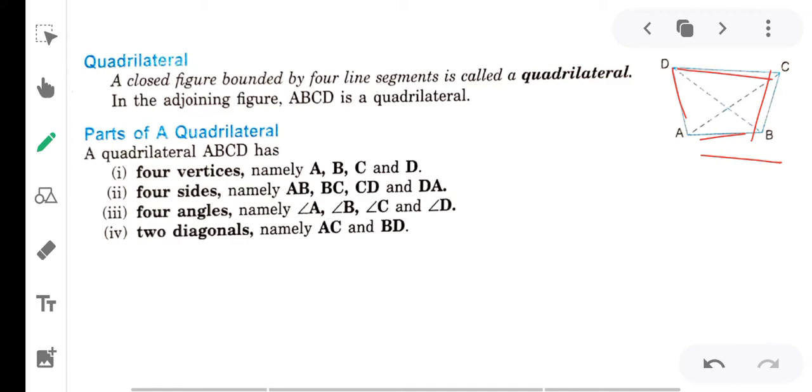Then some parts of a quadrilateral: it has four vertices A, B, C and D, four sides AB, BC, CD and DA, and four angles, angle A, angle B, angle C and angle D. Then it has two diagonals, AC and BD. Okay. Then types of quadrilaterals.